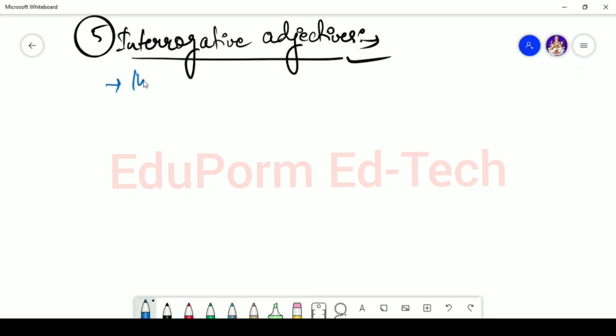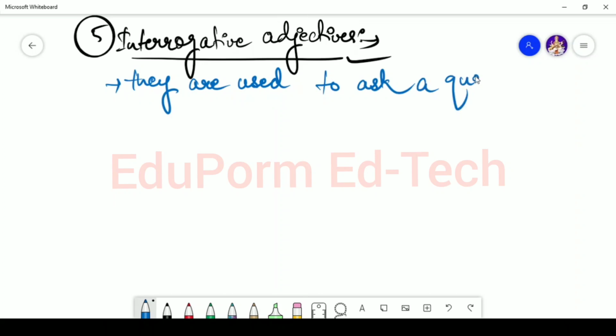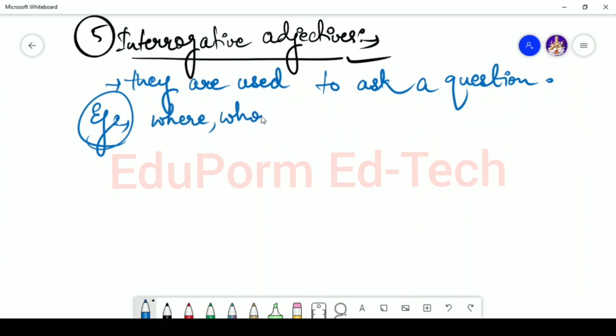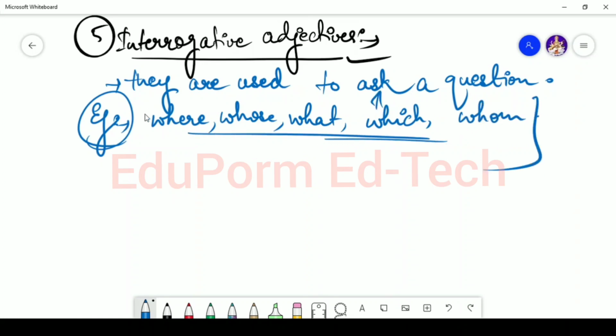Now they are basically used to ask a question. Okay, they are used to ask a question. Let's say for example, where, whose, what, which, whom. All of these are basically used to ask a question.